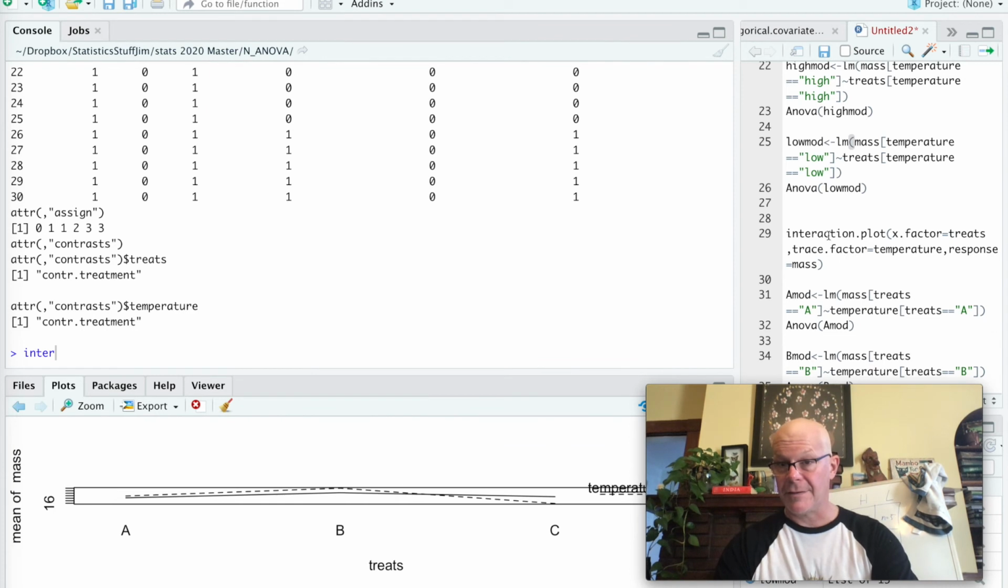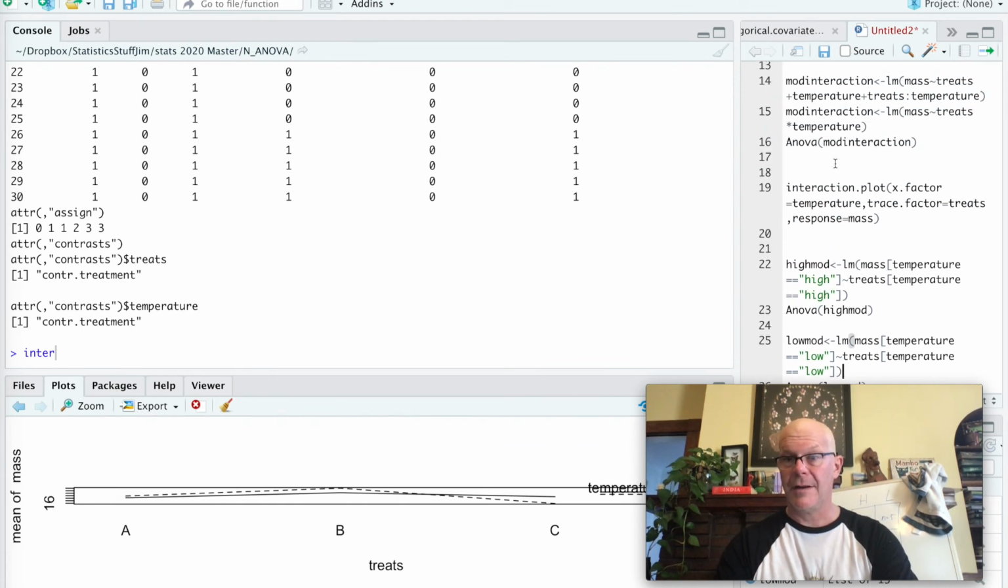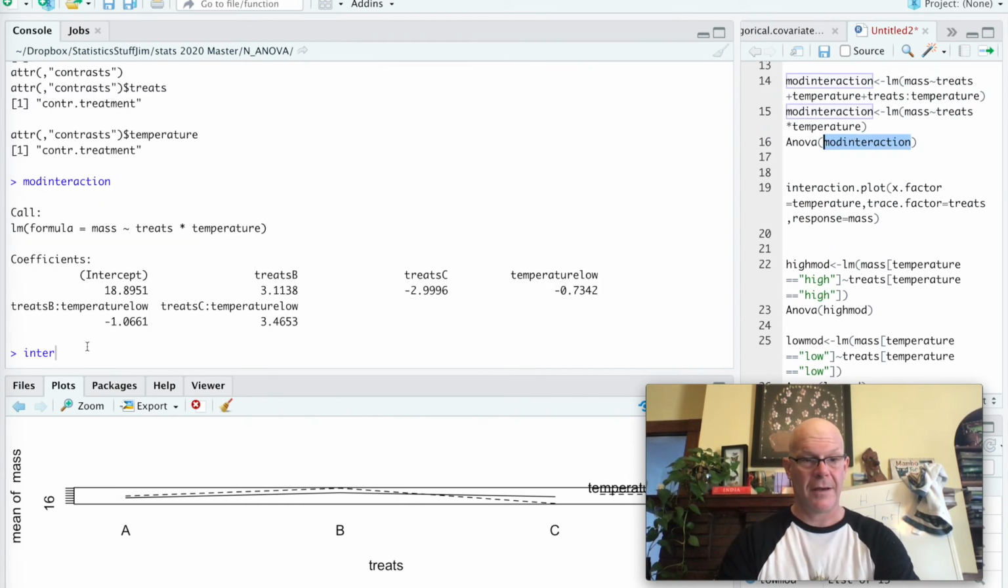Where is that interaction model? What did I call that thing? Why did I call it that? Jim, what are you doing? Okay. There's our parameters.